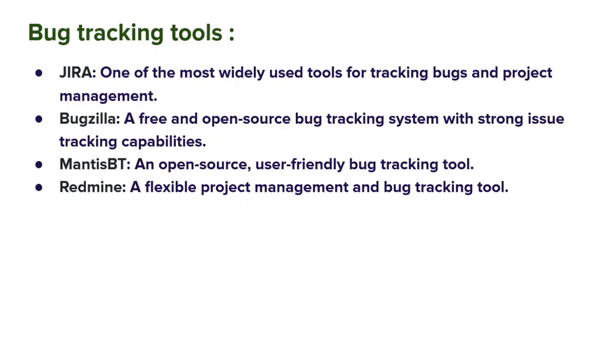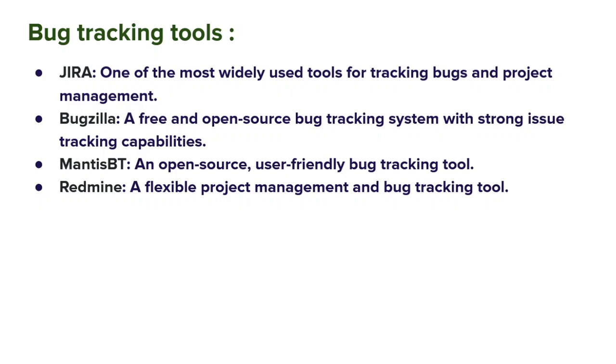Bugzilla is only a bug tracking tool. Some tools are used only for maintaining the bugs. Bugzilla-like tools are only for logging the issues. It is a free and open source bug tracking system with strong bug tracking abilities. Mantis is also a user-friendly bug tracking tool, whereas Jira and Redmine are flexible project management as well as bug tracking tools.